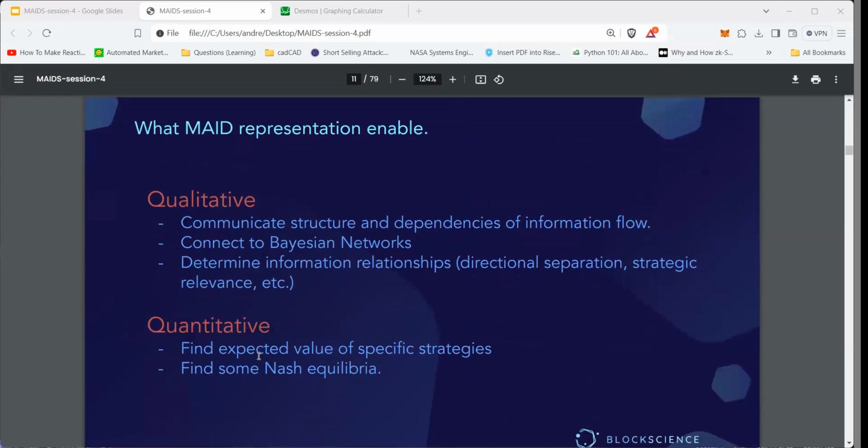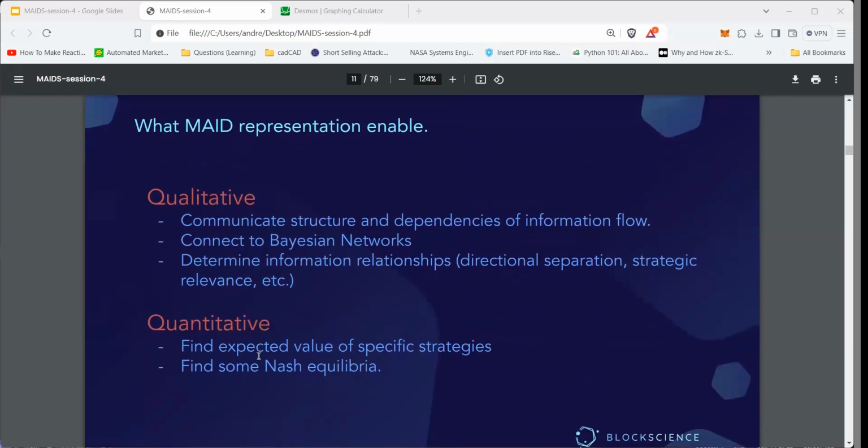So to wrap up the review of what we've discussed with MAIDs, there was a lot of value in the things that they could do qualitatively from the graph structure in terms of communicating structure and dependencies of information flow. Specifically, there are information relationships that can be determined algorithmically. Things like directional separation, strategic relevance, and how different variables depend on each other in different causal inference strategies, etc.